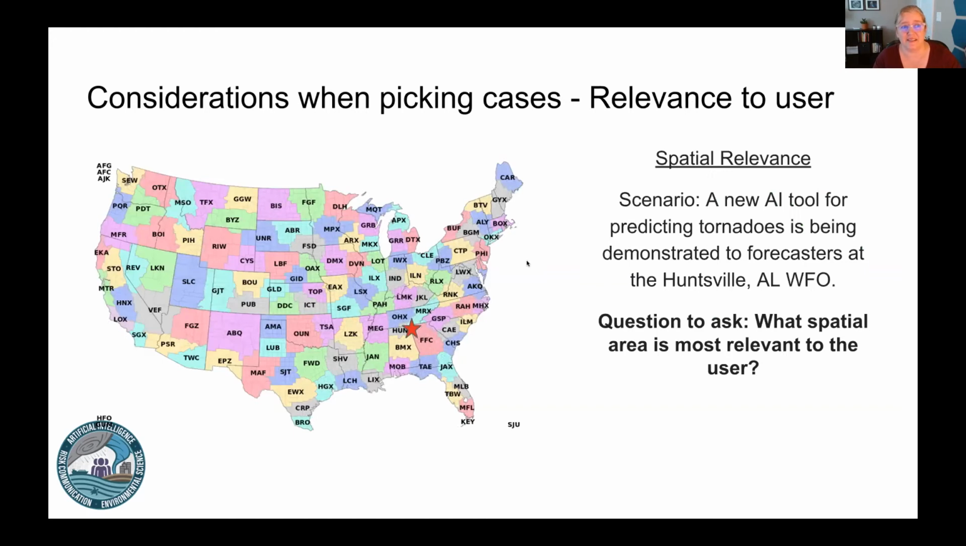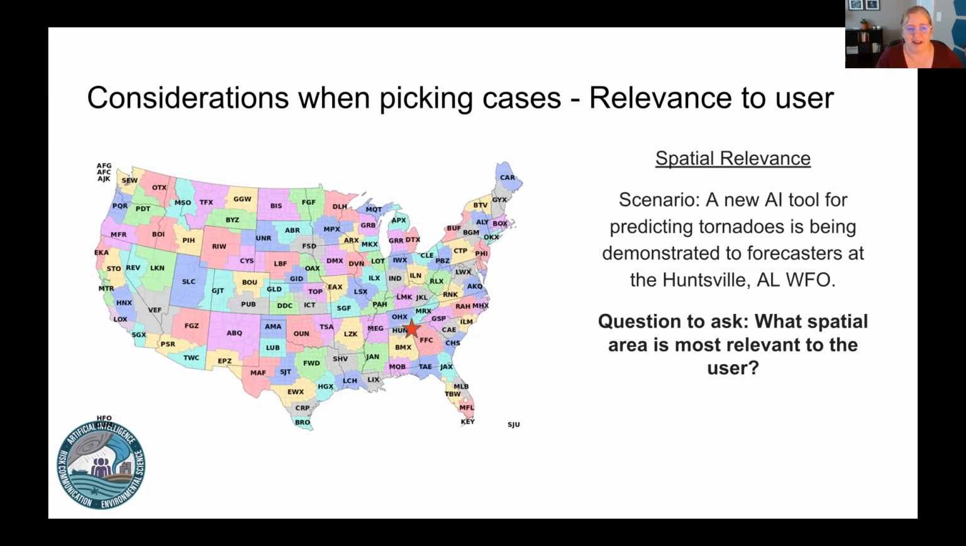So here is a consideration when picking cases in terms of relevance to the user. I'm going to break this up into a couple of different subtopics. First is spatial relevance. Say you have a new AI tool for predicting tornadoes, and it's being demonstrated to forecasters at the Huntsville, Alabama WFO, forecast office. We might ask ourselves, what spatial area is most relevant to the user?